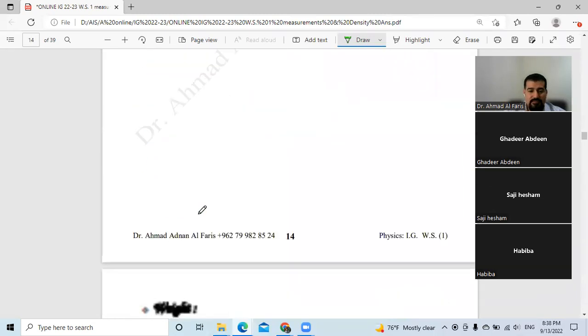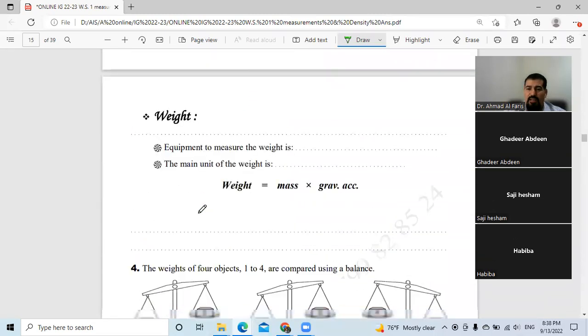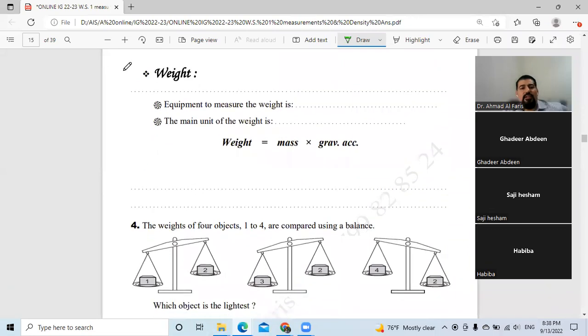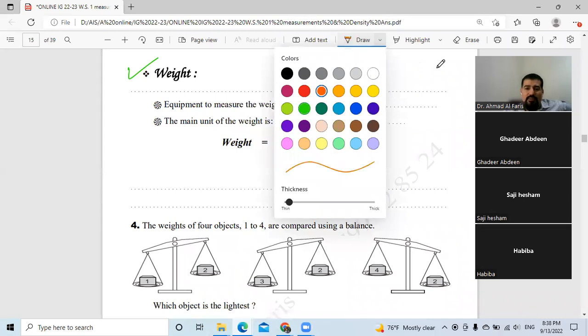Now we will talk about a new measurement called weight, and the definition of weight is included in all boards. What is the definition of weight?